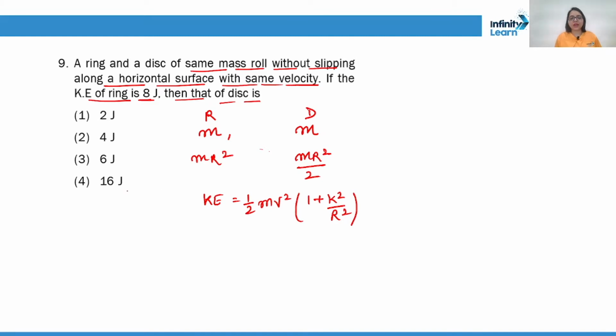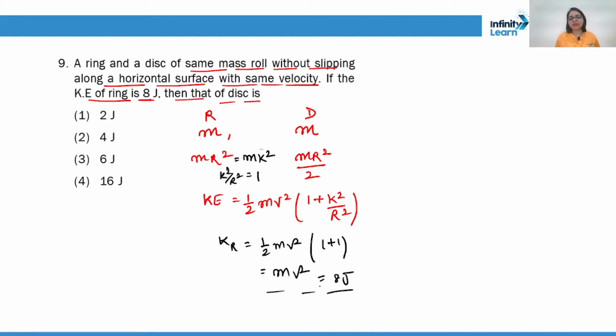So if you equate the moment of inertia to mk square, then for the ring, k square upon r square is equal to 1, right? So kinetic energy of the ring is half mv square into 1 plus 1, which is mv square, and the kinetic energy of the ring is given as 8 joules. So basically mv square is equal to 8 joules, right?